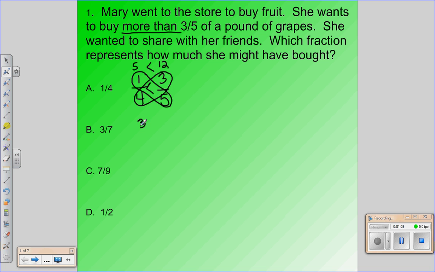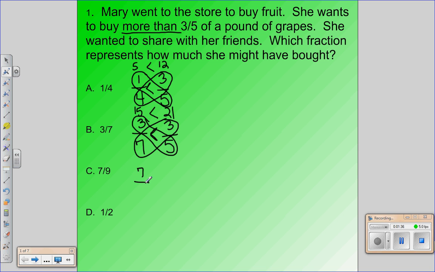Alright, your second fraction is going to be 3/7. Let's compare it to 3/5. Butterfly method says to multiply. 3 times 5 is going to be 15. 3 times 7 is 21. So I'm going to think to myself, okay, 21 is greater than 15. Therefore, 3/5 is going to be greater than 3/7.